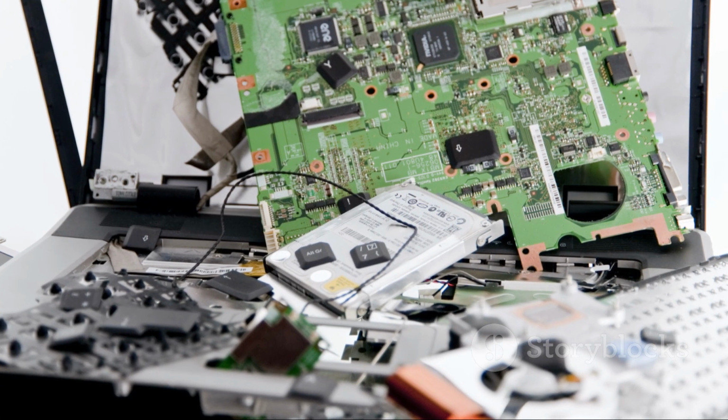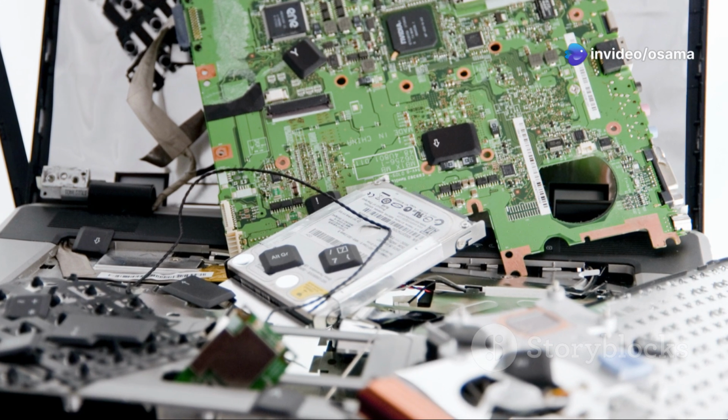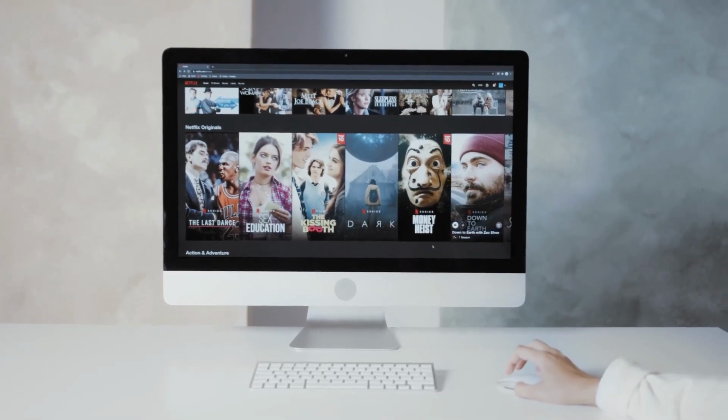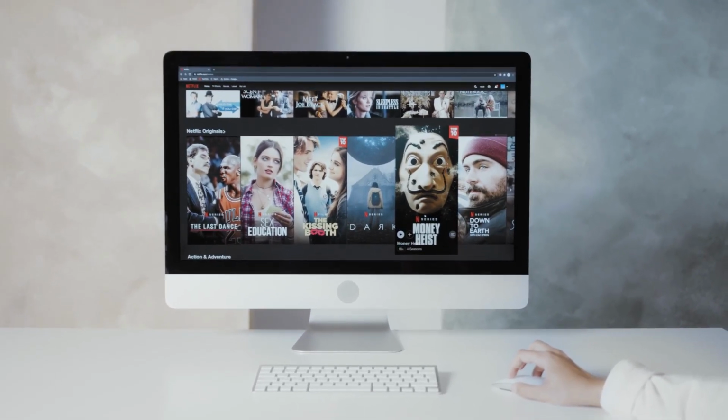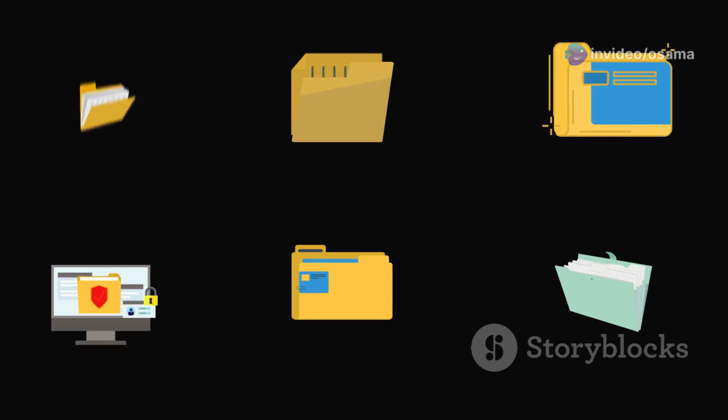/dev. This directory contains device files which represent physical devices connected to your system. /etc. This directory is home to system-wide configuration files. /home. This directory is where users' personal files and directories are stored. /lib. This directory contains shared libraries that are used by various programs on the system.